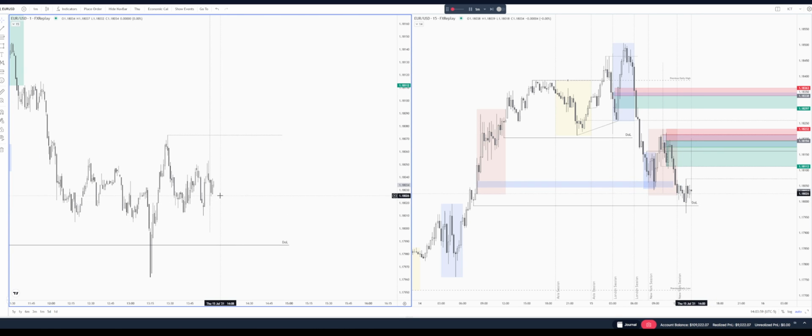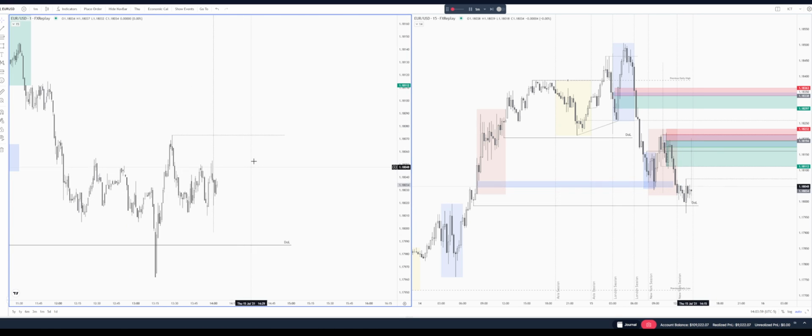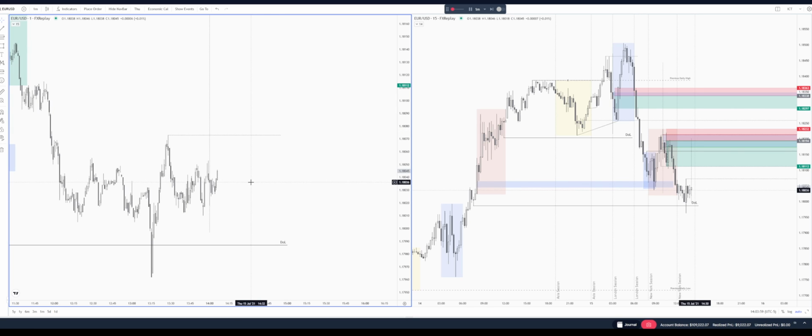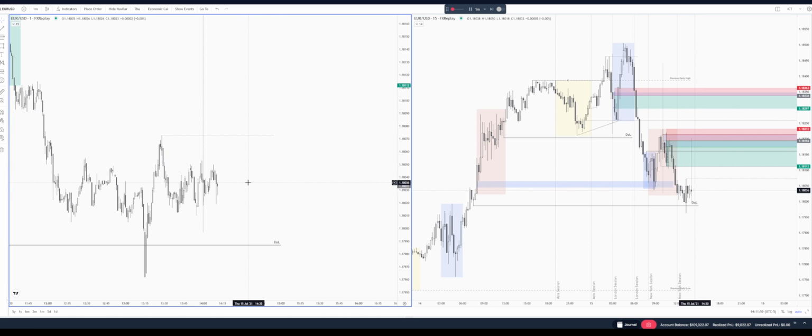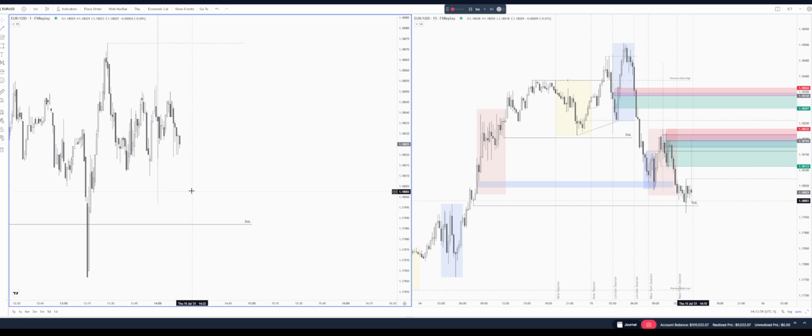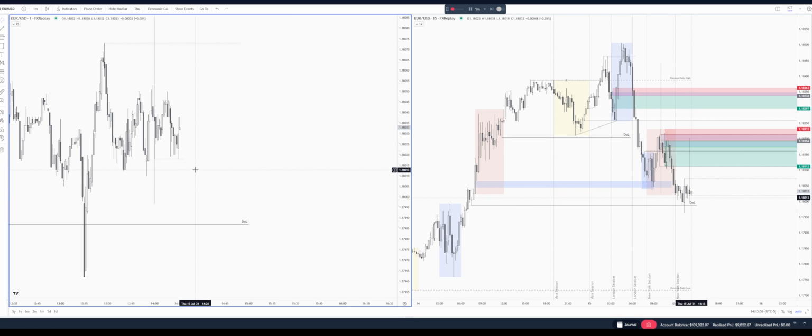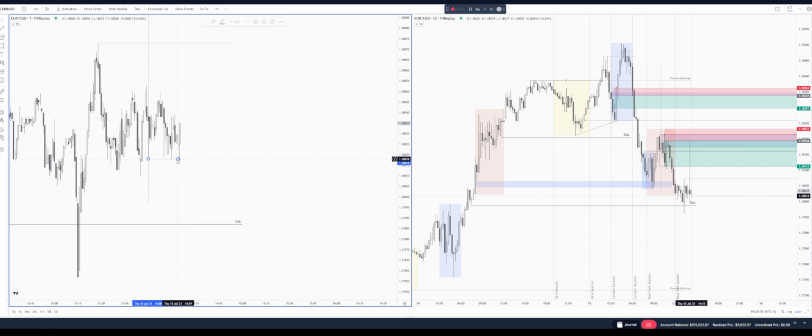So if we do see a sweep of liquidity and a fair value gap, we could target this, but only if the risk to reward is going to be greater than 1.5. Otherwise, I'm not really too interested. So this sure seems to be, it's not a sweep, it's an inducement. So this right here is a sweep of relative equal lows.